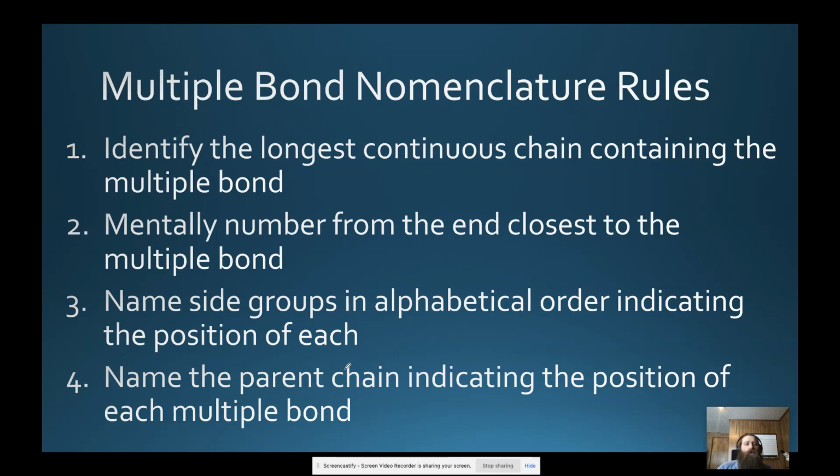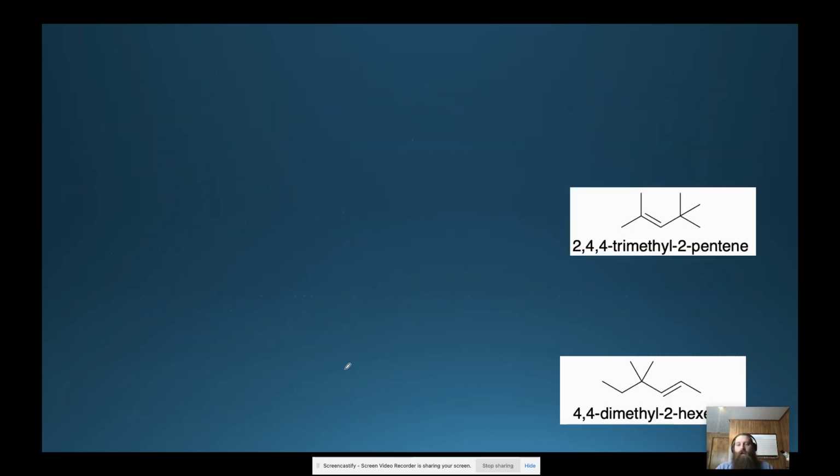Now, if you have multiple bonds, all right, we're just going to add that into the name. We're going to add in the ene or the yne or whatever, and we're still going to follow the same set of rules. We want the longest continuous chain to have the multiple bond in it. We want to number from the end closest to the multiple bond, and we want to name the side groups in alphabetical order, just like before, and we want to name the parent chain. So let's look at that. So I've got 2,4,4-trimethyl-2-pentene.